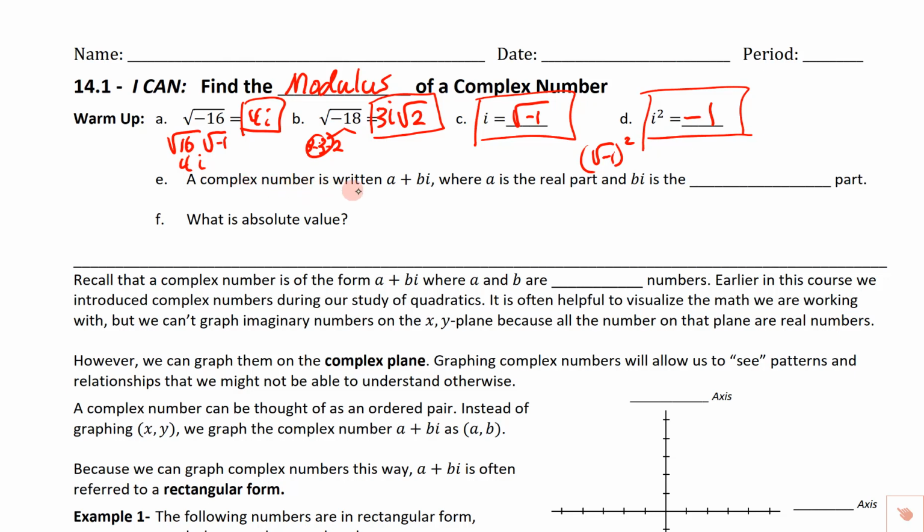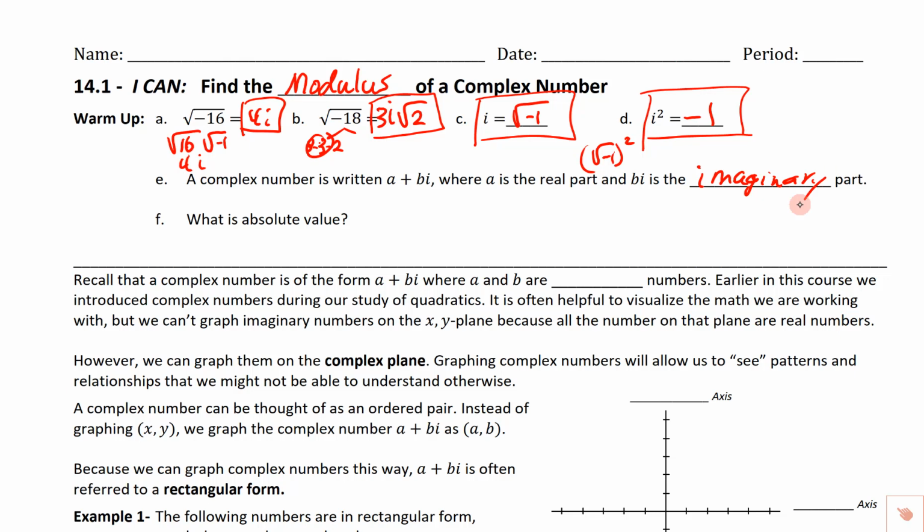So remember that a complex number written in a plus bi form, that's the way we normally write that. That's sometimes called standard form, where a is the real part and bi is called the imaginary part. Imaginary part right here.